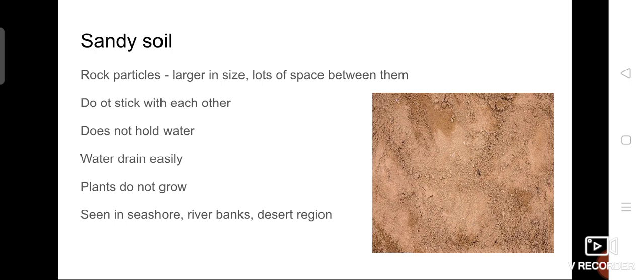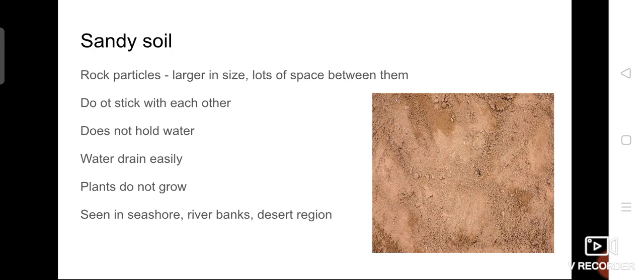This type of soil is found near the seashores, desert areas, river banks and all. So this soil is not suitable for the growth of plants, because for the growth of plants, the soil has to hold the water, isn't it? Because plants need water, it is very essential. But this type of soil cannot hold the water, it drains the water easily. So plants do not grow in this type of soil.